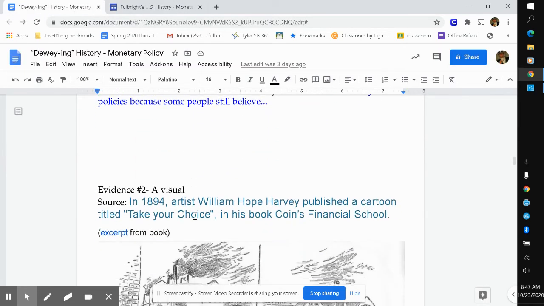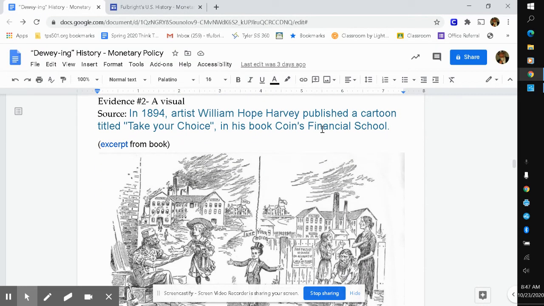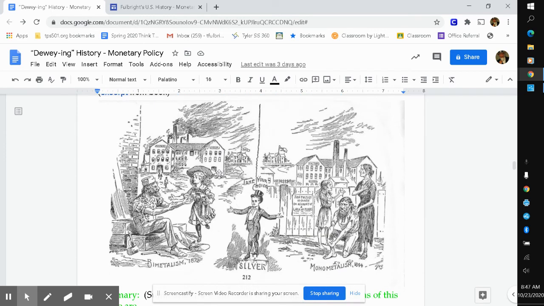For our next document, we're going to look at this cartoon from artist William Hope Harvey in the book Coin's Financial School. What do we see in this cartoon? Here's Coin saying, take your choice. We can either work under bimetallism or we can work under monometallism. What seems to be going on under bimetallism? Factory worker, happy, family doing well. What's going on in the factory in the background? It's blowing out smoke, so that means it must be operating.